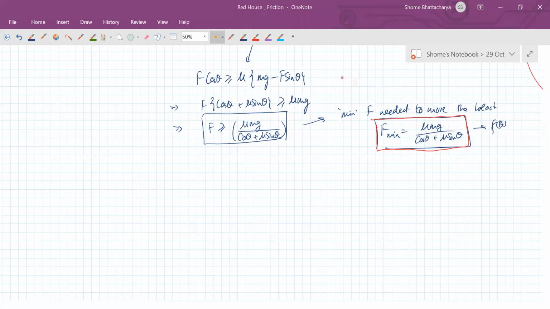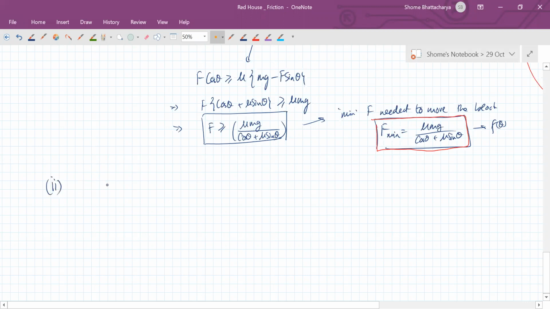Greater than equal to is fine because just about equal to means the block starts to move. It has a tendency to just start moving at that value. Yeah, so you understood now, Snikita, why the free body diagram is ultimately very important. Otherwise, you'll miss out one component or the other. No? Okay, now let's come to the second part.